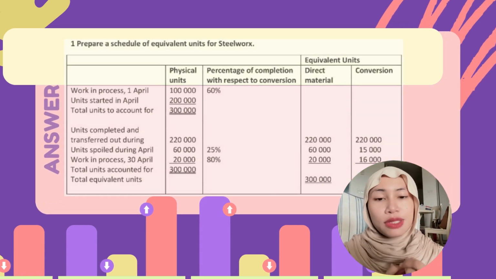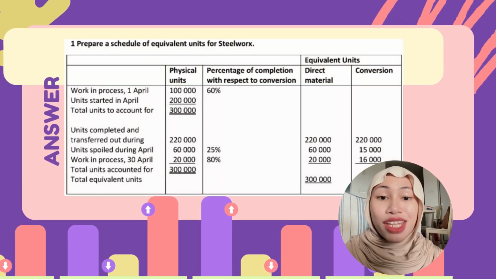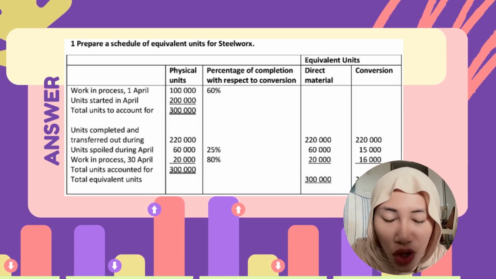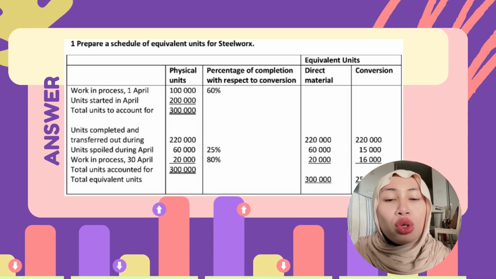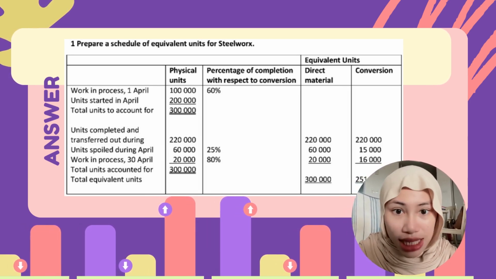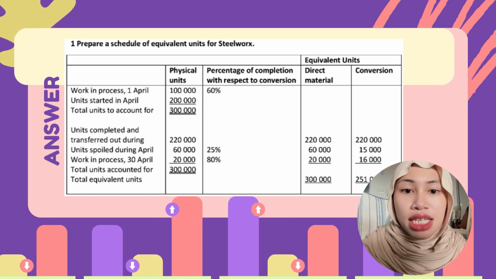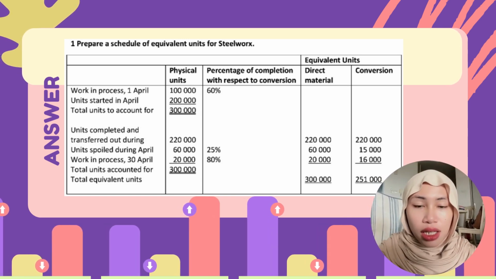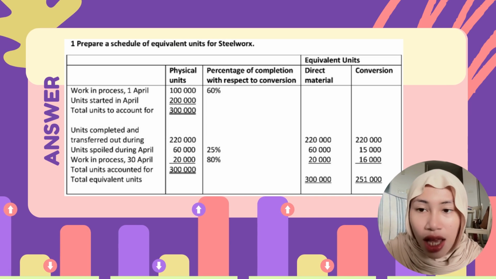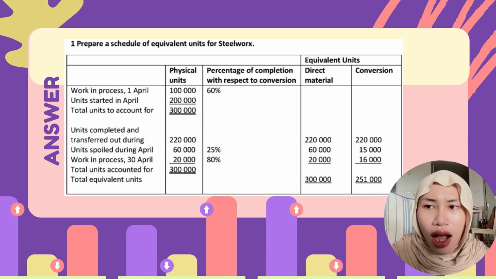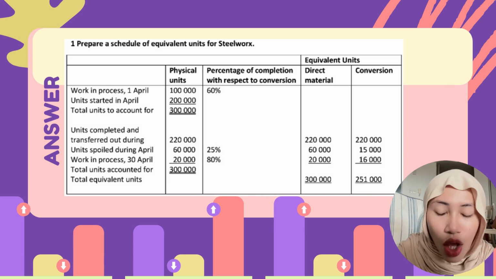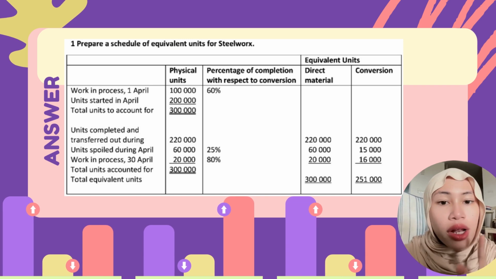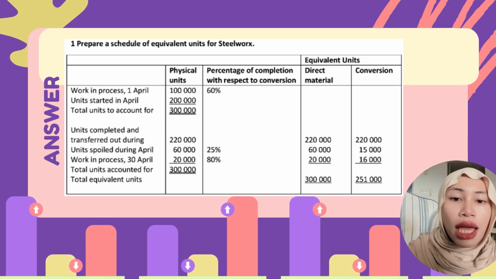Okay, so now we look at the first question, which is to prepare a schedule of equivalent units for Stable Works. So what are equivalent units? Equivalent units are notional whole units that are equivalent to incomplete units adjusted for their stage of completion. For example, if there are 200 incomplete units at the end of the period in the process, and they are 75% complete, we need to multiply the incomplete units, which is 200, by 75%, and then we will get 150.